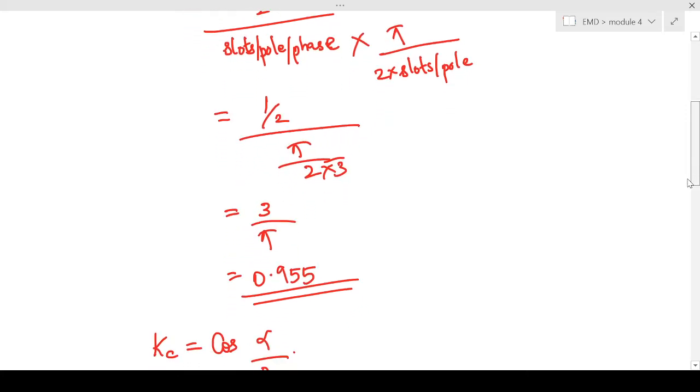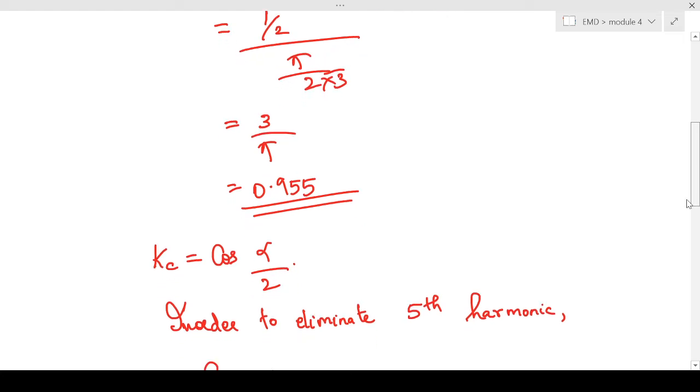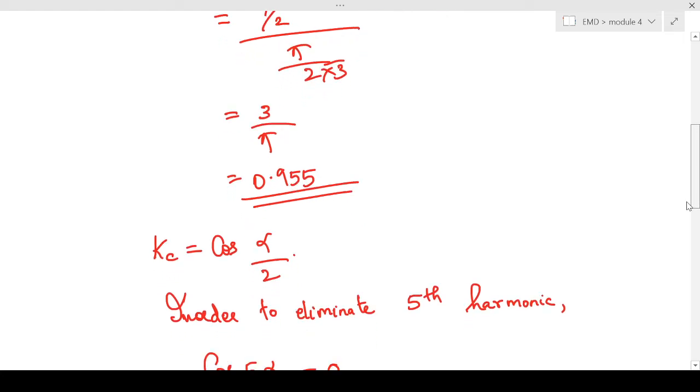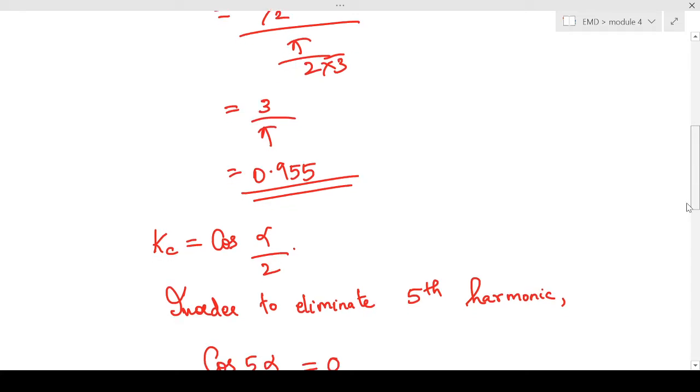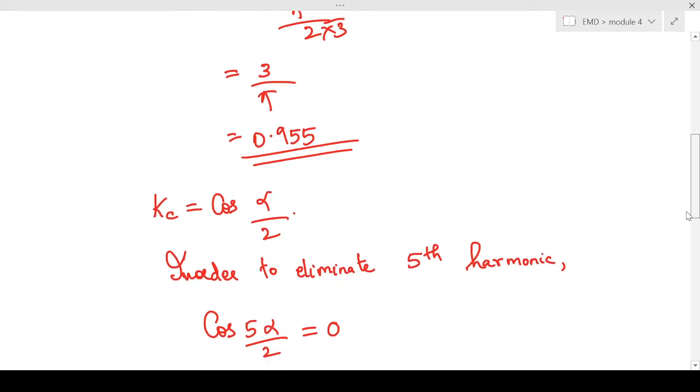Next we have to find the coil span factor, and the coil span factor is equal to cos(α/2), where α is the short chording angle. And in the question it is said that the winding must be arranged in order to eliminate the fifth harmonic. So if we have to eliminate the nth order harmonic, then cos(nα/2) should be equal to 0. Here we have to eliminate the fifth harmonic. So cos(5α/2) should be equal to 0.